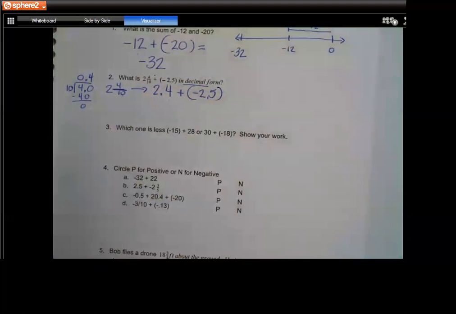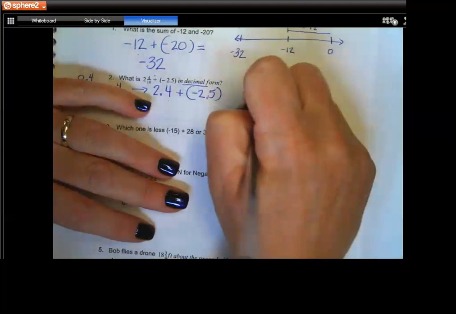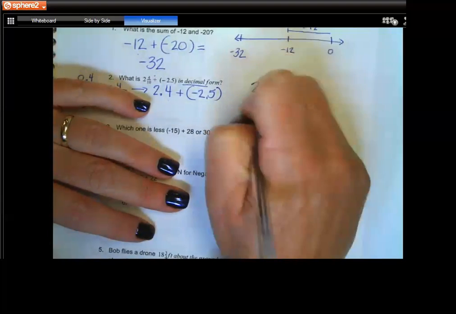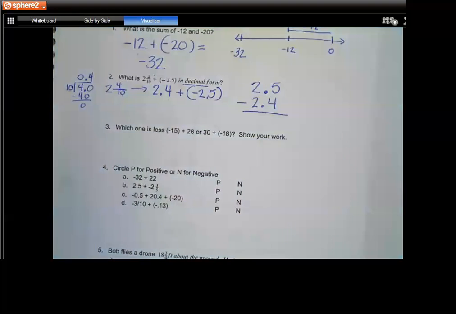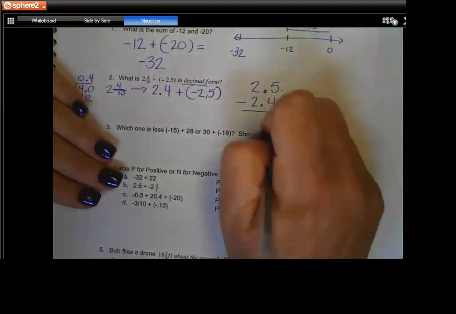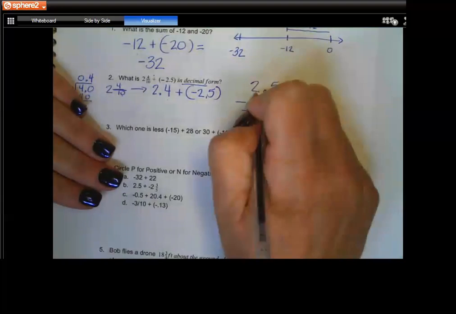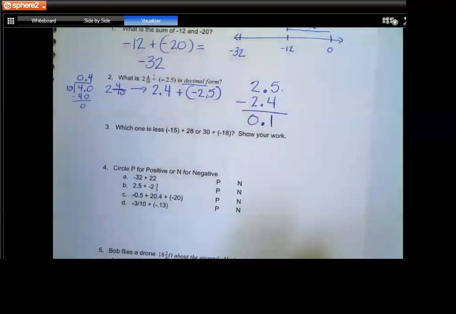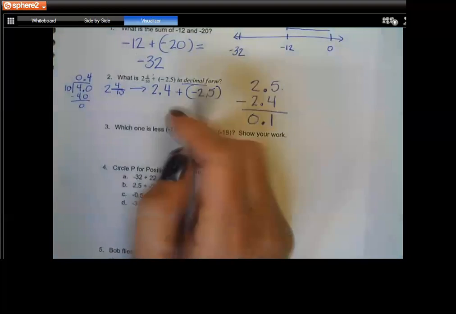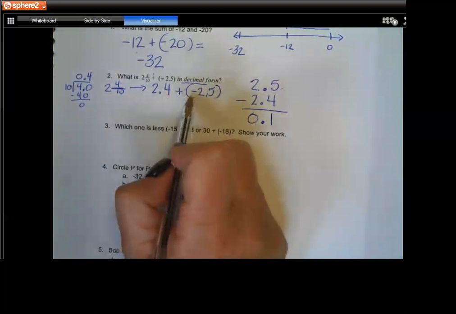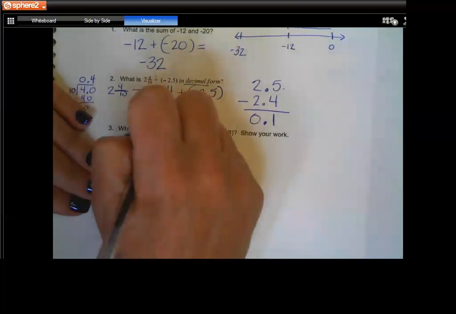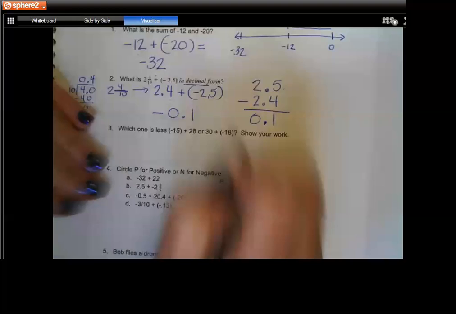All right, so remember, when you're adding or subtracting decimals, you've got to line up the dot and give it all you got. So 2.5 minus 2.4. And now I'm going to subtract these. 5 minus 4 is 1. Bring down the decimal point. 2 minus 2 is 0. And now you go back. Which number's bigger? Well, 2 5/10 is bigger than 2 4/10, and it's a negative. So my answer is negative 0.1.